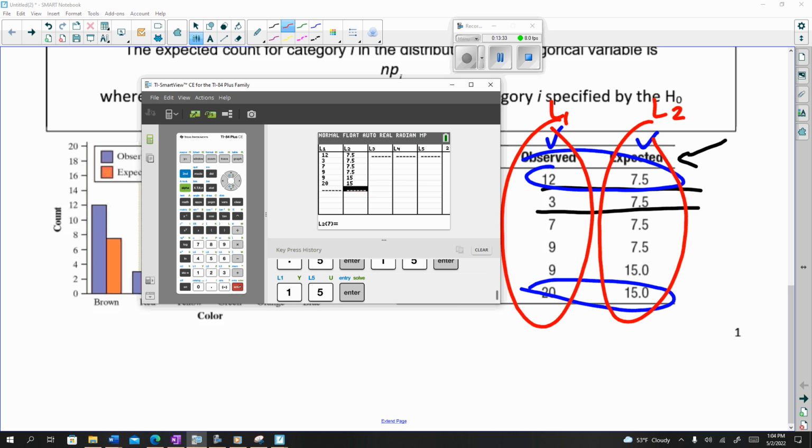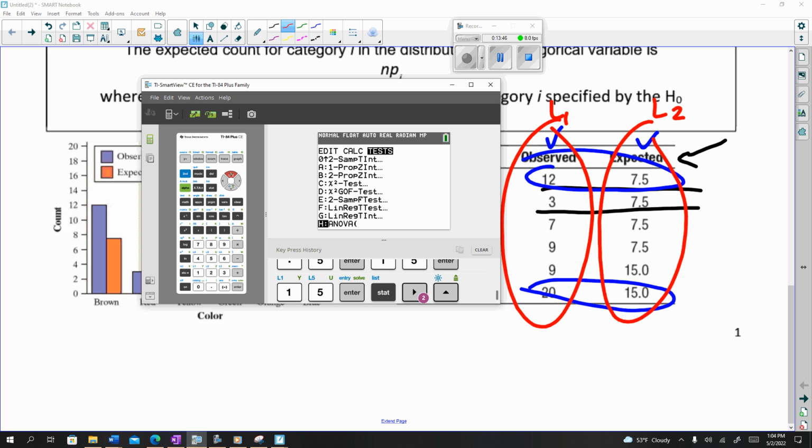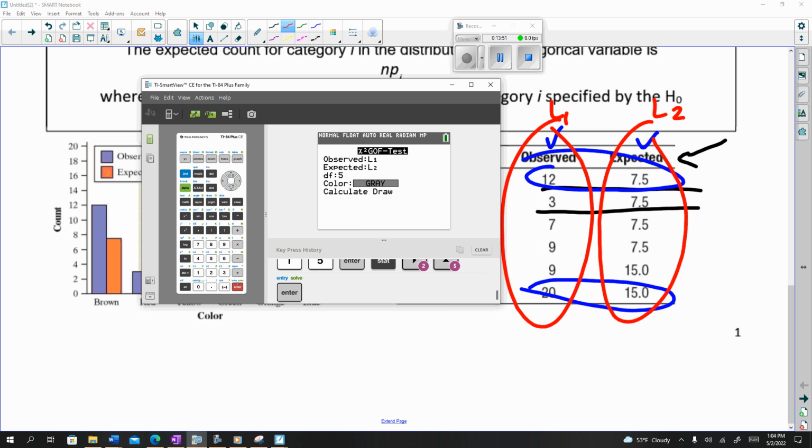I could kind of do these by hand if I wanted to. I could actually do observed minus expected squared over expected for each one because there's only six. It's kind of easier. But I'm going to let the calculator do its magic now. So I'm going to go to stat, go back to test, go up or down until you get to the goodness of fit test, which is letter D. Choose D. And then your observed are in L1, your expected are in L2.